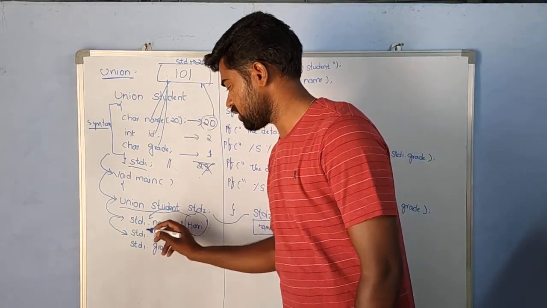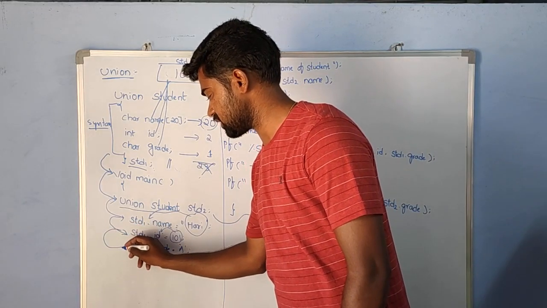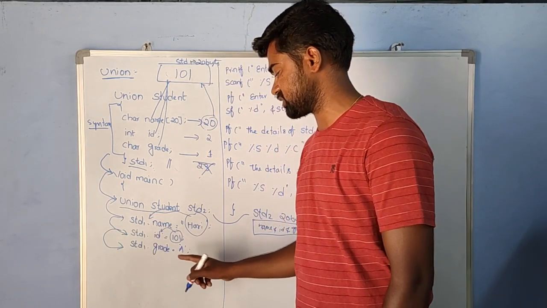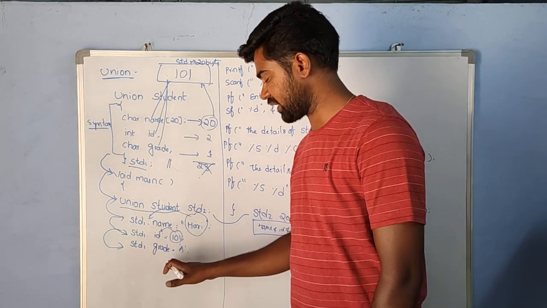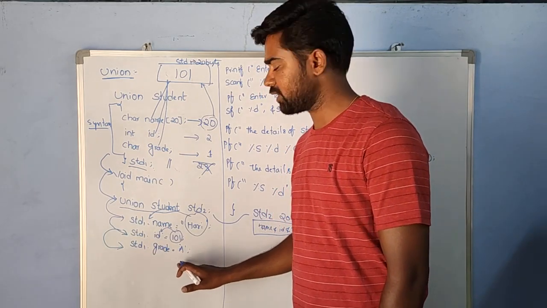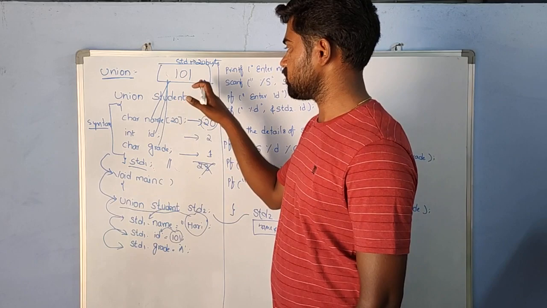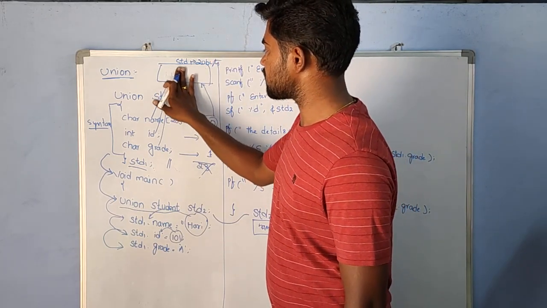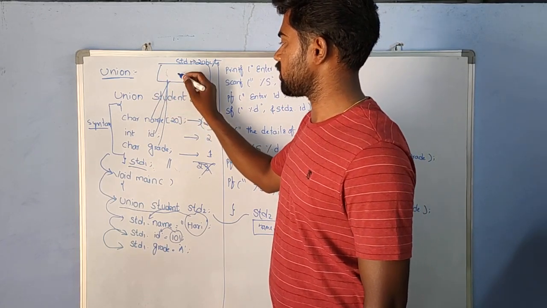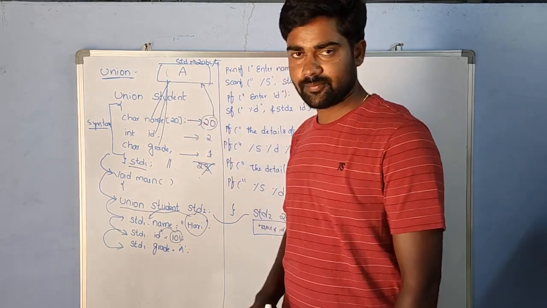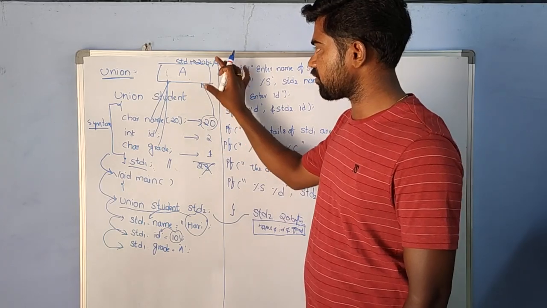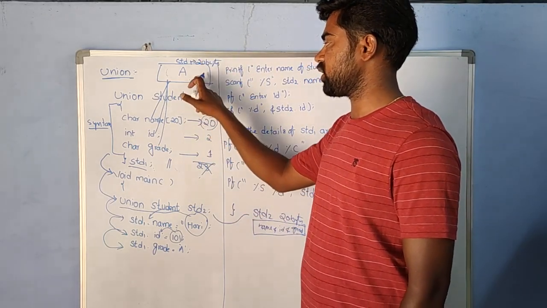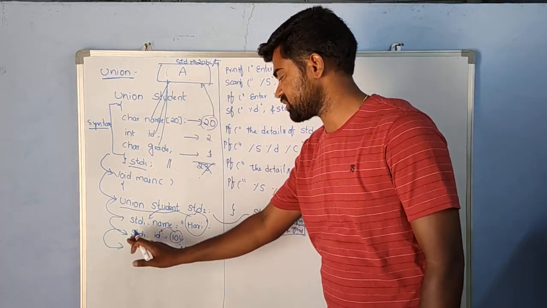Next, after completion of this instruction, we move to the next instruction, std1.grade. What grade are we assigning here? A. That A grade we are assigning to this memory location. Now what will happen here? 101 is going to be overwritten with the new value, A. So what do we have in std1? The new data is A.